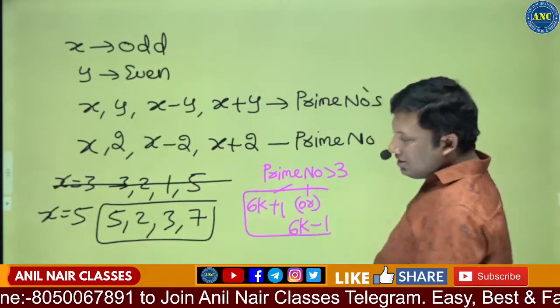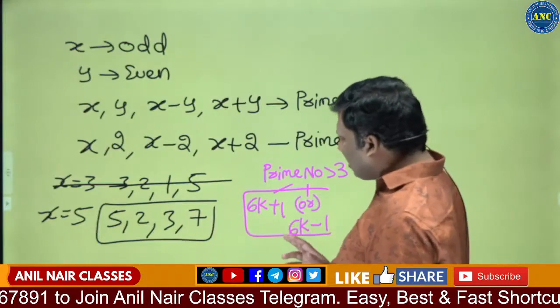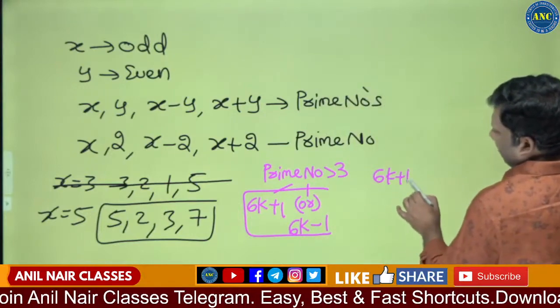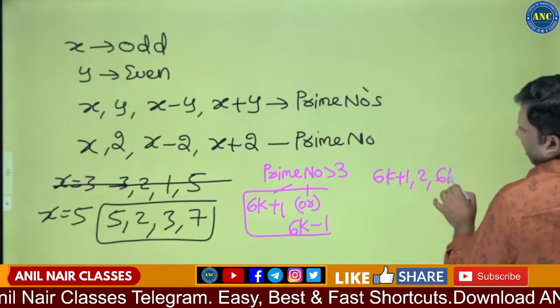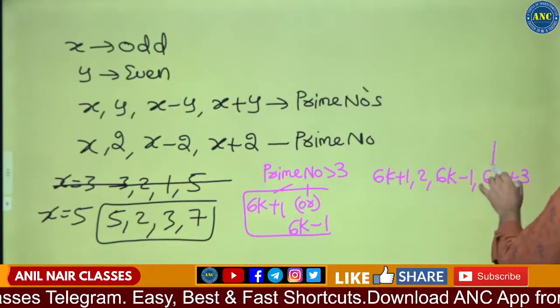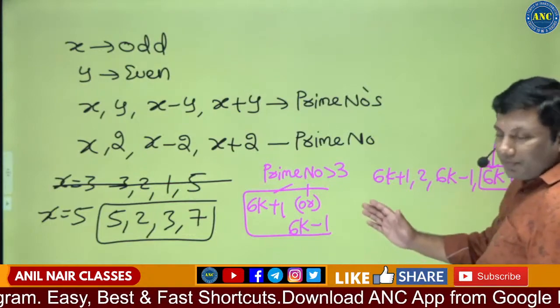Let us take a case. Beyond 5, every other number is of the form 6k plus 1 or 6k minus 1. If I take 6k plus 1, then 6k plus 1, comma 2, 6k plus 3, is divisible by 3. The answer is divisible by 3.